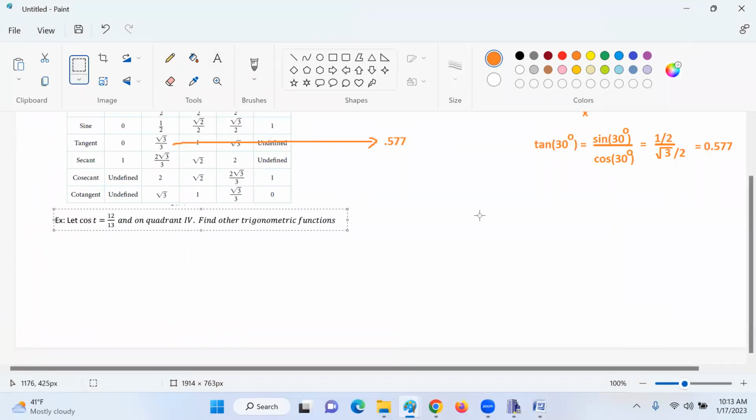So the question will be like, let's say t equals 12 over 13 in quadrant number 4, and then we want to find the other trigonometry functions. They only give you the values, and then we need to figure out that angle, and you don't exactly know what that angle is, right? But we can figure it out using the inverse angle. We're going to learn it hopefully today. So we want to figure out the other trigonometry functions.